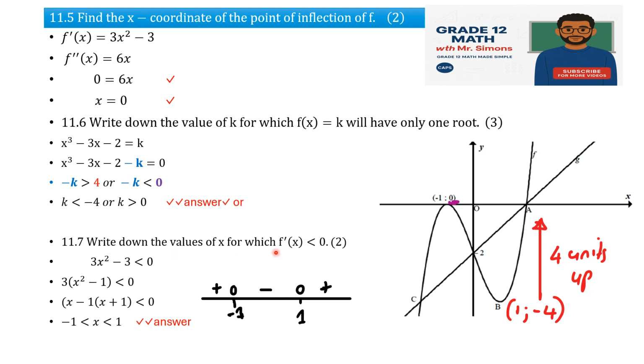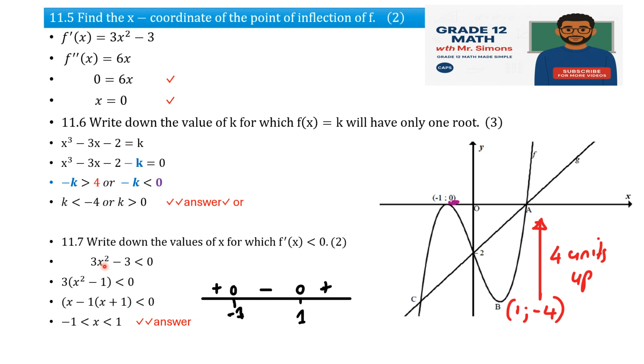11.7, write down the values of x for which f prime x is less than 0. So testing inequality. f prime x was 3x squared minus 3 less than 0. Take out the common factor 3 and I was left with x squared minus 1. If I factorize, I have (x minus 1)(x plus 1). What value must I put in here to get to 0? 1. And the second bracket, minus 1 plus 1 is 0. So minus 1 gives me 0 and 1 gives me 0.